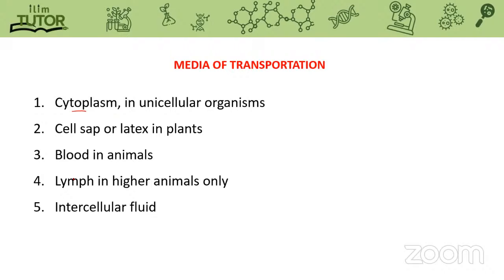Next, we have the lymph. While the blood is found in the circulatory system, the lymph is found in the lymphatic system.